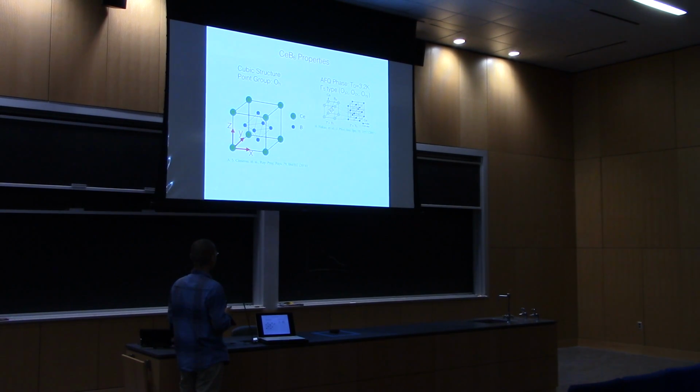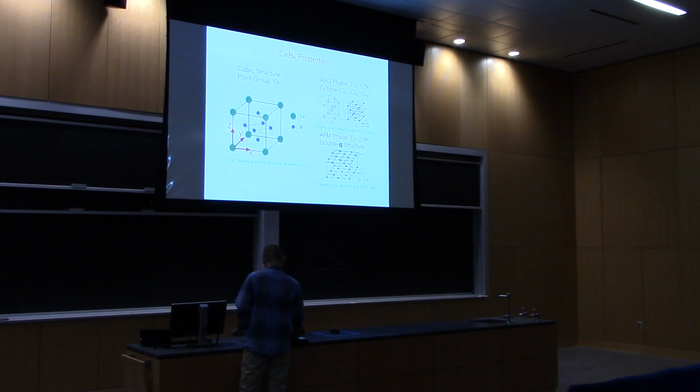When temperature decreases to 2.4 Kelvin, it undergoes another phase transition into an antiferromagnetic phase, which is also interesting because it has a double-Q structure. Here is shown a spin configuration which satisfies the double-Q requirement.